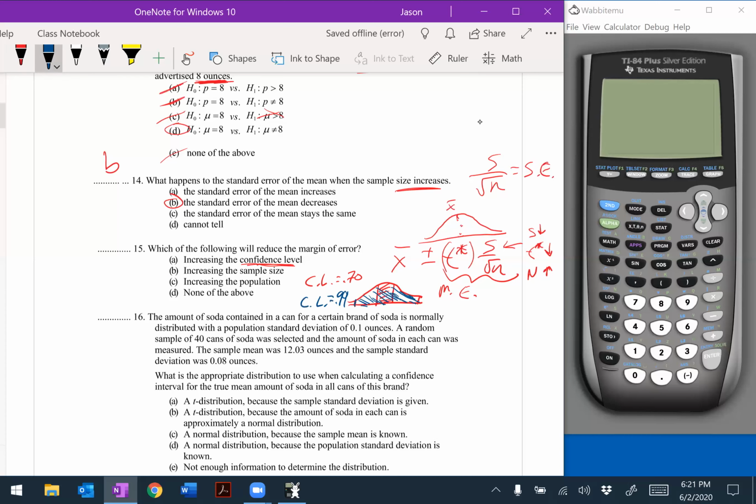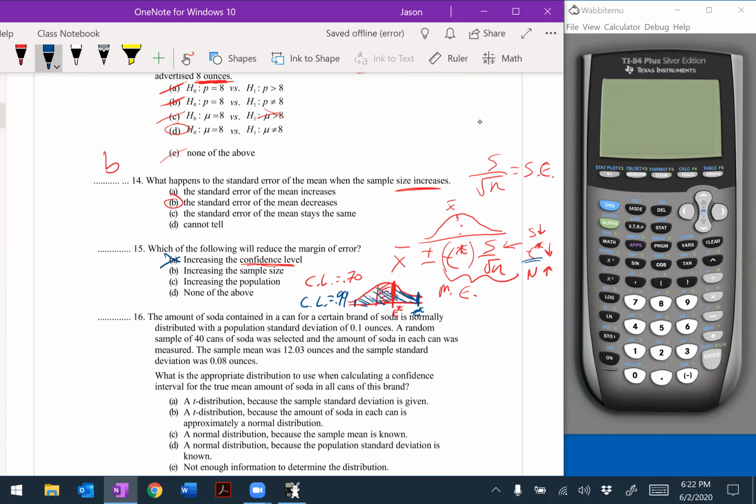So what did increasing the confidence level do? Did that increase my margin of error, or did that decrease? No, that increased what my t star is going to be. The t star is going to go from here, this is t star of the littler one, all the way up to here, which is t star of the bigger one. So that's actually going to make things wider or increase and not decrease. So you're out of there.